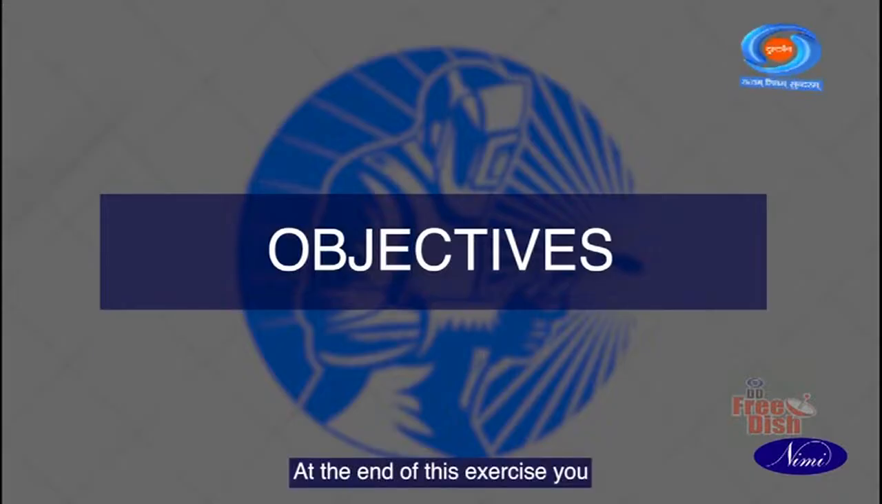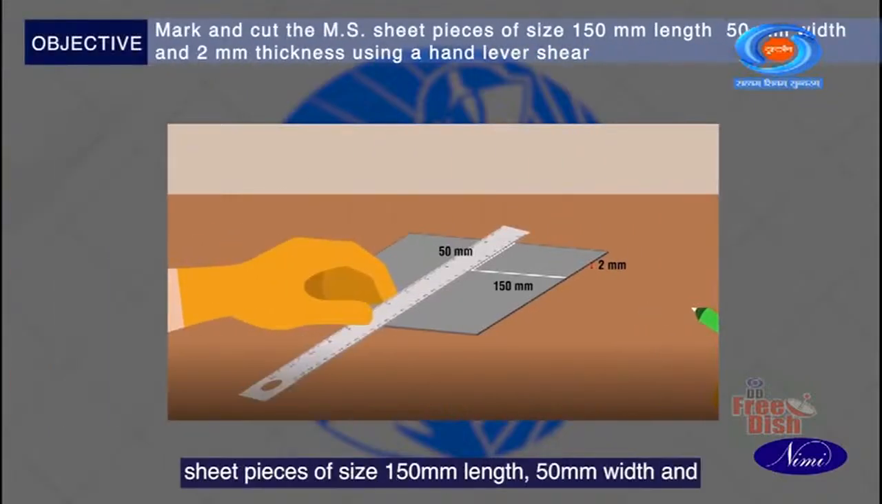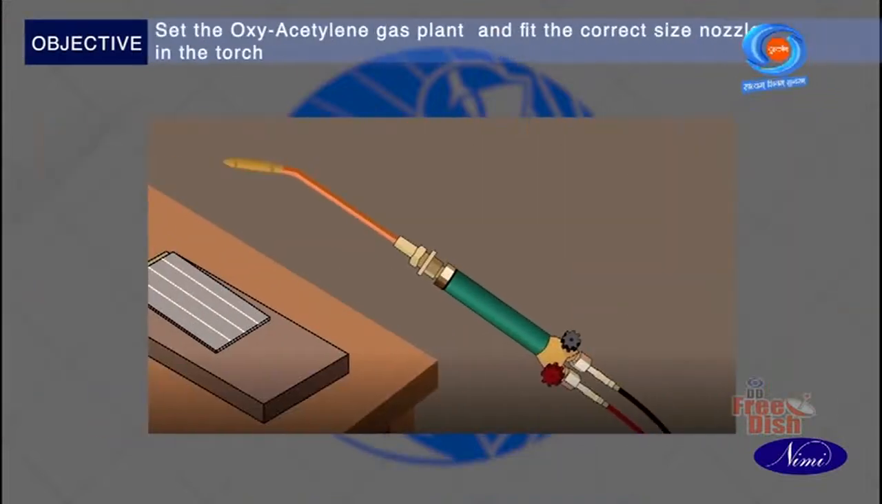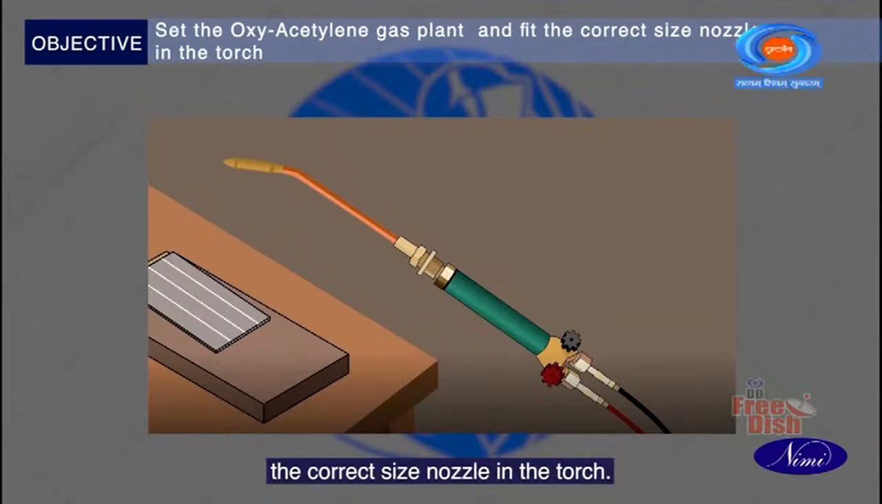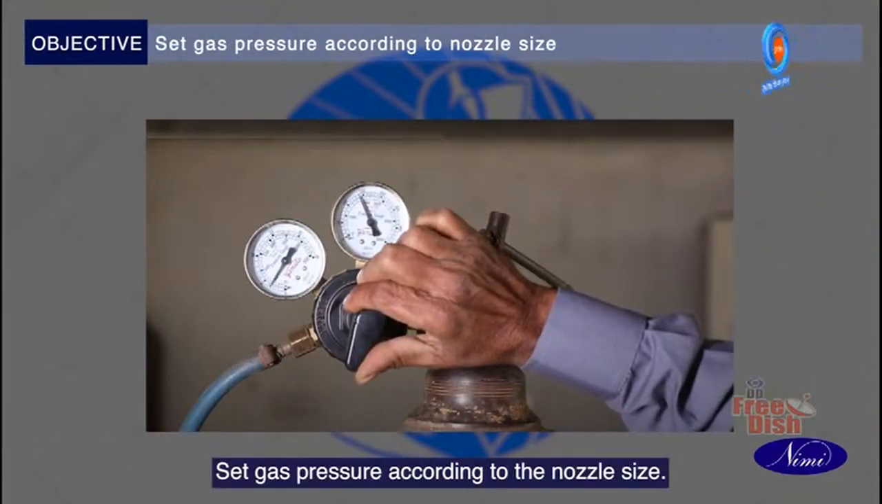At the end of this exercise, you shall be able to mark and cut the MS sheet pieces of size 150 mm length, 50 mm width and 2 mm thickness using a hand lever shear. Set the oxyacetylene gas plant and fit the correct size nozzle in the torch. Set gas pressure according to the nozzle size.